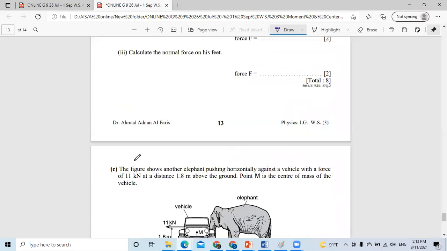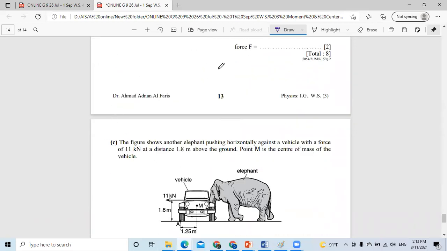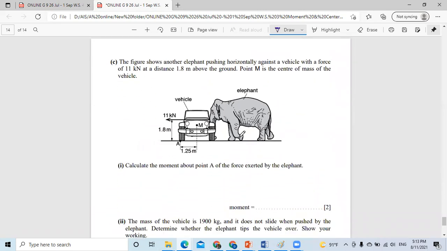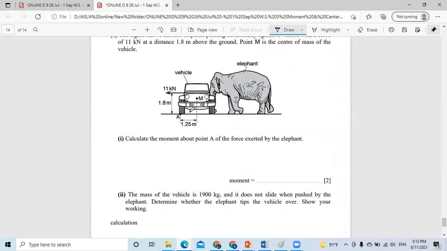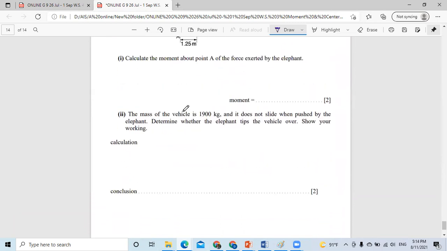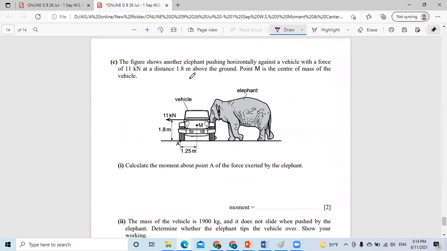Now, the last part of the question. This part is not included from this year, it's from another year. I put only this part because this is about the moment that we are going to talk about. The other part is not talking about moment. Look at what the question says. It's a very nice, organized question. Let's focus. Who likes elephants? Who has seen an elephant before? This question talks about an elephant.